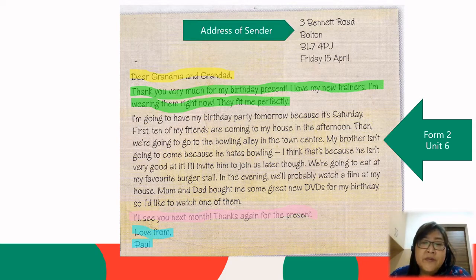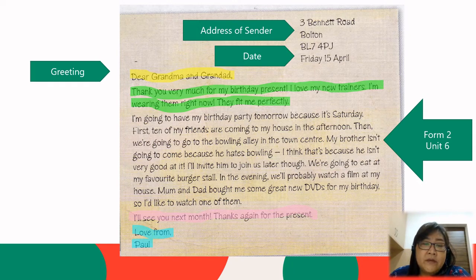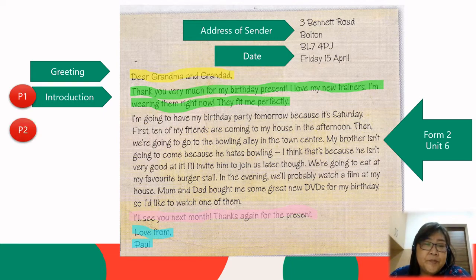First of all, you have to have the address of the sender, and then you have to have the date. After that, you have the greeting, dear grandma, granddad. And then the first paragraph is the introduction. So you have the introduction, example, thank you very much for my birthday present. I love my new trainers. I'm wearing them now. They fit me perfectly.